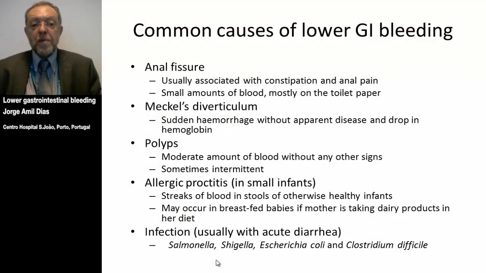And there is a particular group of patients, usually small infants in the first 3 or 4 months of life, who are otherwise very well, sometimes even breastfed, and their stools suddenly start to have streaks of blood. And these cases most commonly are due to proctitis, and this may be caused by food allergy, usually to milk, cow's milk protein allergy.